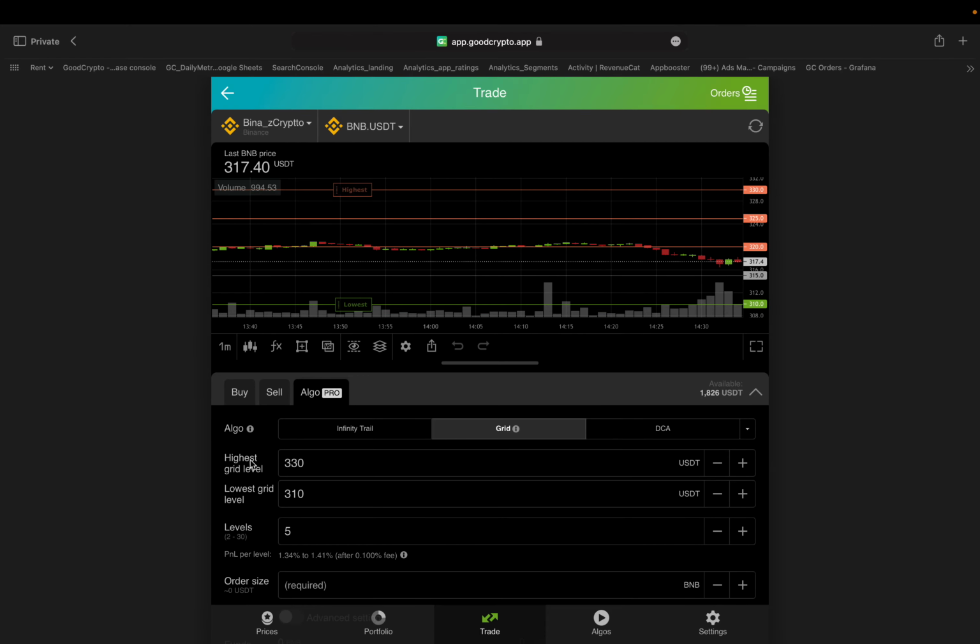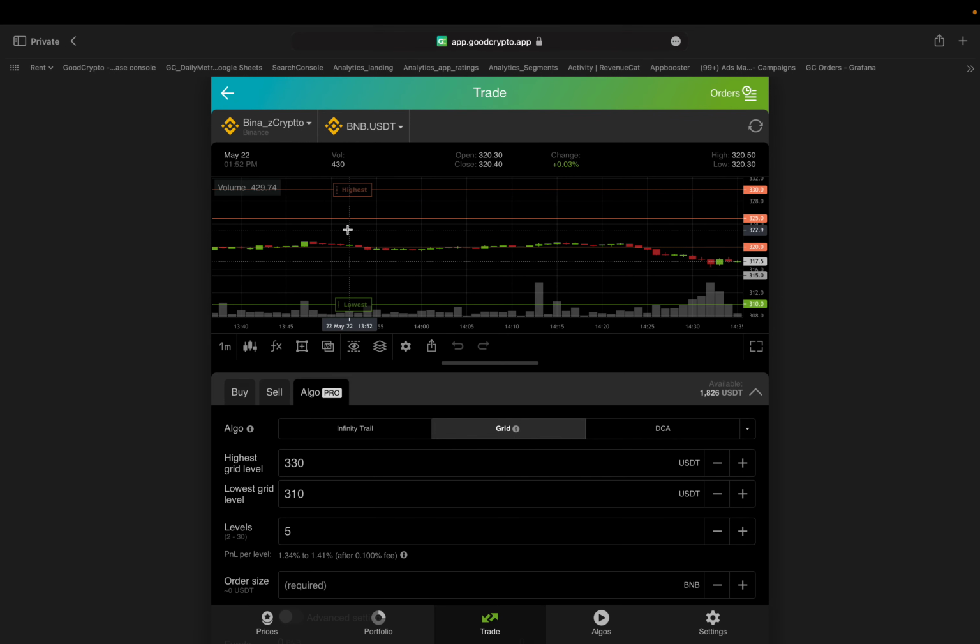So what we have here, let's go from top to bottom. The first two fields are the highest and the lowest grid level. Those define the range of your grid: the highest price and the lowest price between which the grid will actually function. Whenever the price is between those two borders, you see here the highest grid level by default is set at 330 USDT for one BNB, and the lowest at 310.